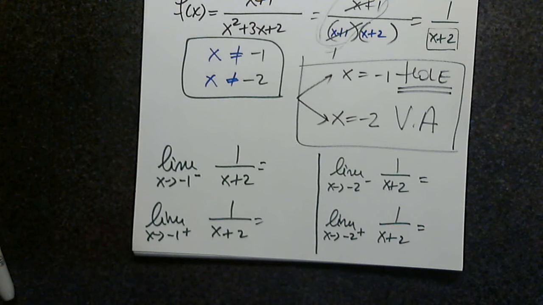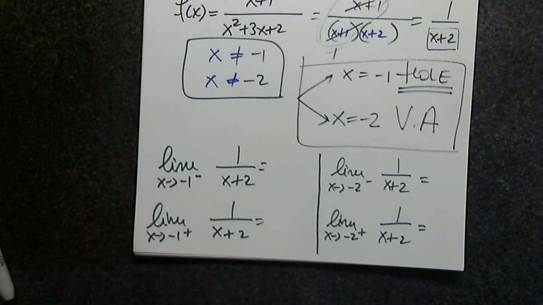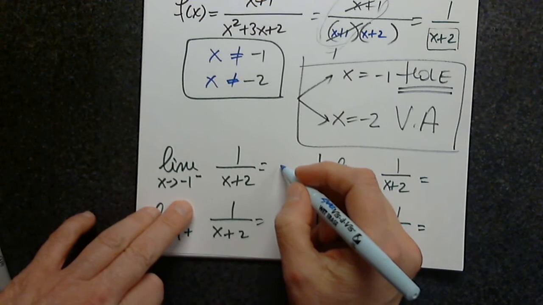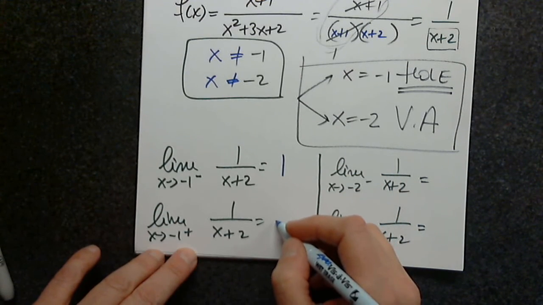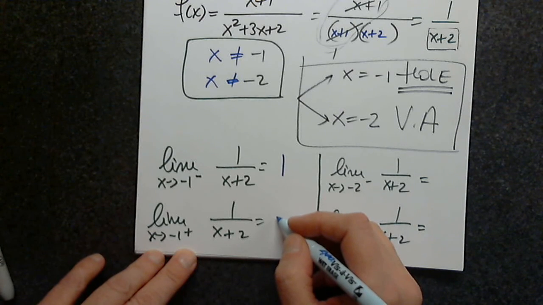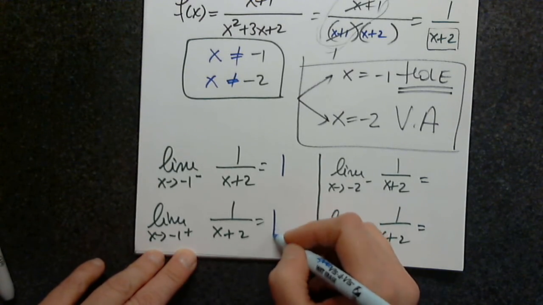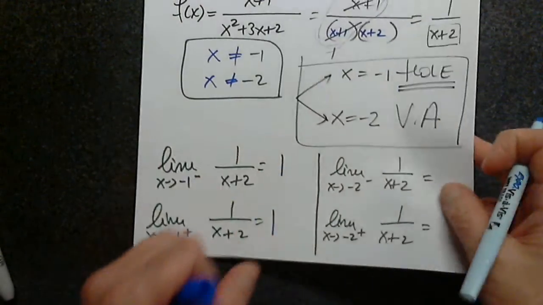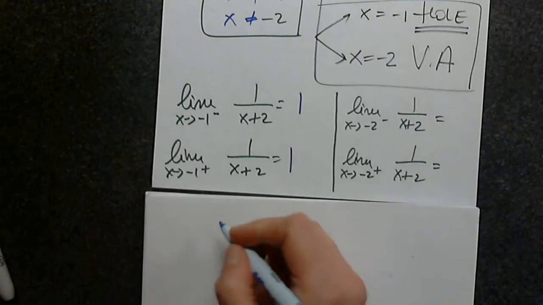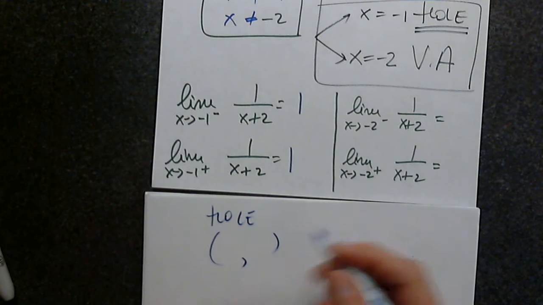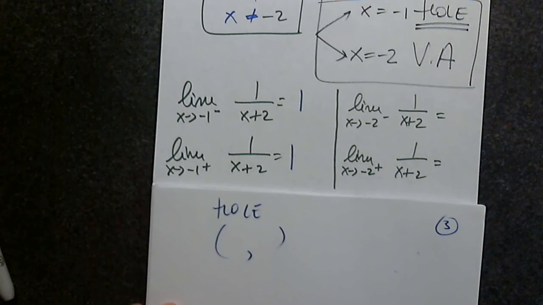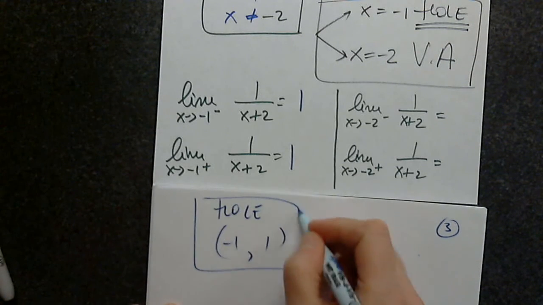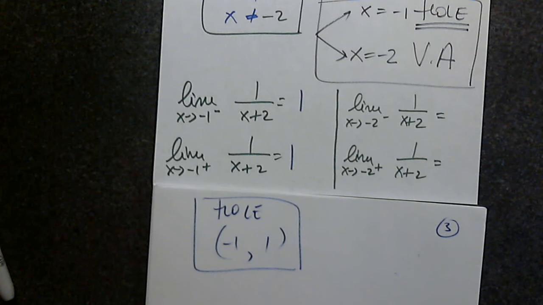So can anyone give us the limit on the left? This limit, I mean, and this limit. This one is, and this one is. If it's a hole, it must be the same. Yeah, right. Good. So can anyone give us the ordered pair that is the hole? Excellent. Thank you. That is the hole.